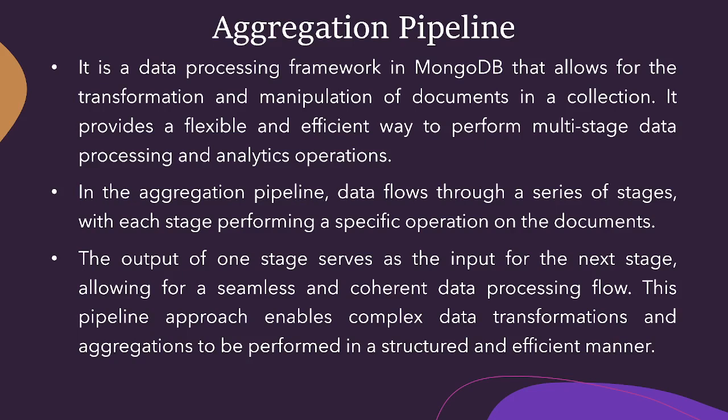So the aggregation pipeline is a data processing framework in MongoDB that allows for the transformation and manipulation of documents in a collection. So per se, let's say you want to understand how many people have borrowed a loan from banks in, say, Pune region, let me use that scenario. And through that, you can narrow down and see the people who've taken a loan from Bank A are 30, the people who've taken a loan from Bank B are 30.